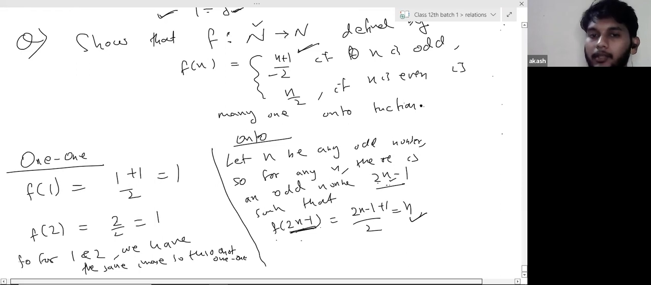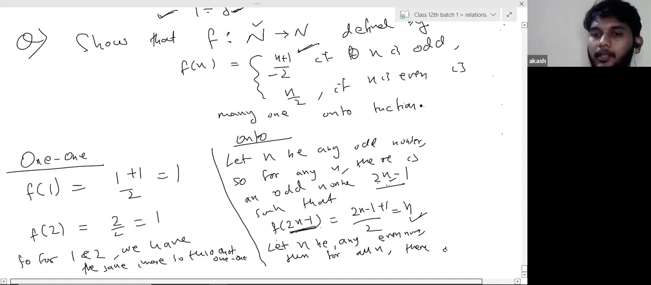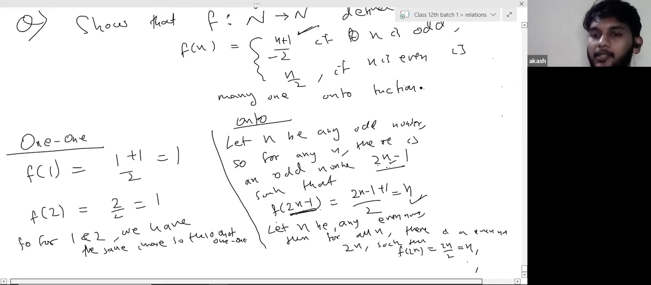Same thing we can say for even numbers. Let n be any even number, then for all n there is an even number 2n such that f of 2n is equal to 2n by 2 is equal to n, right? If you take any number, we will have a 2n such that if you put that number in this function, we'll receive n. So the function is onto.